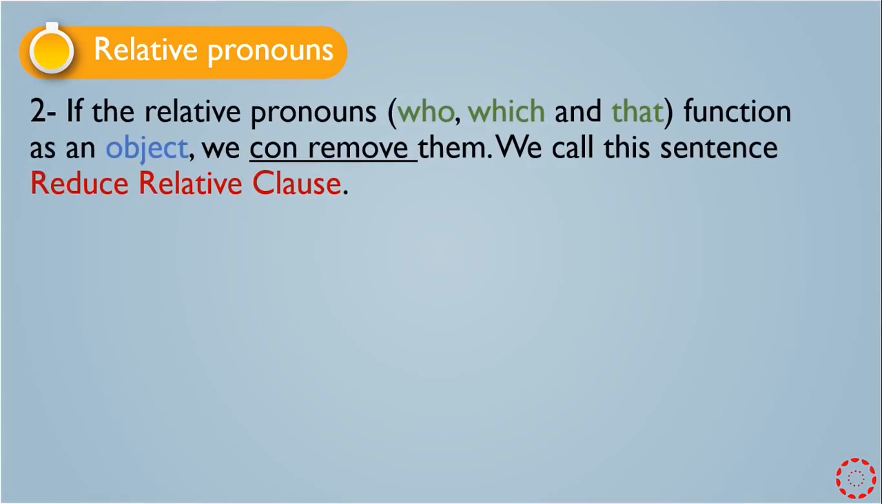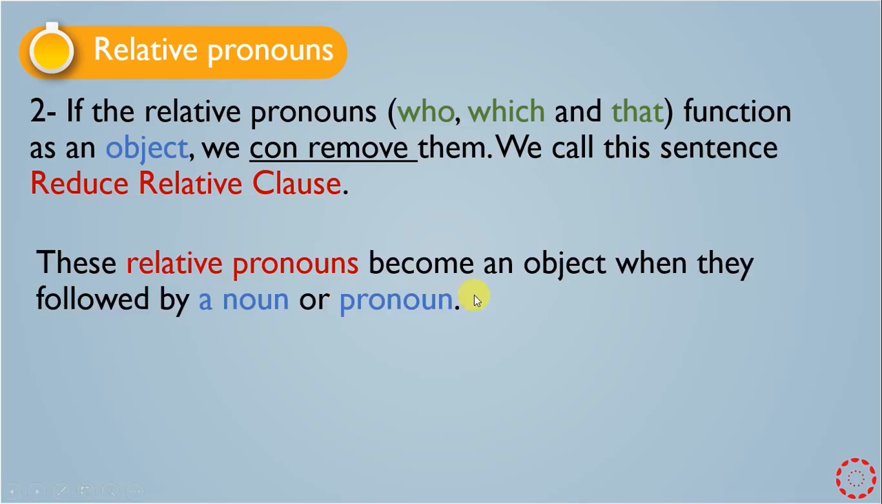The second point: if the relative pronouns who, which, and that function as an object, we can remove them. So we call this sentence a reduced relative clause. These relative pronouns become an object when they are followed by a noun or a pronoun.